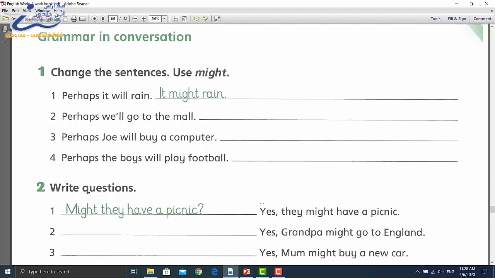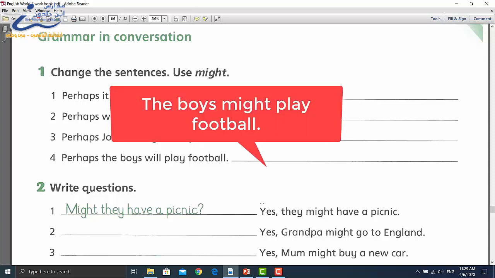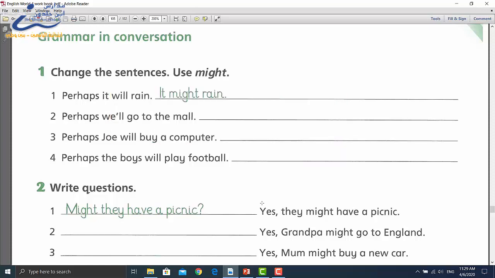Number 4, perhaps the boys will play football. Yes, use might, the same. Omit perhaps and will. The right answer will be the boys might play football.